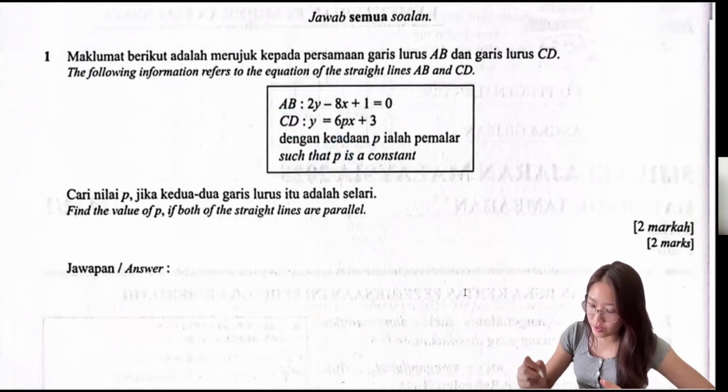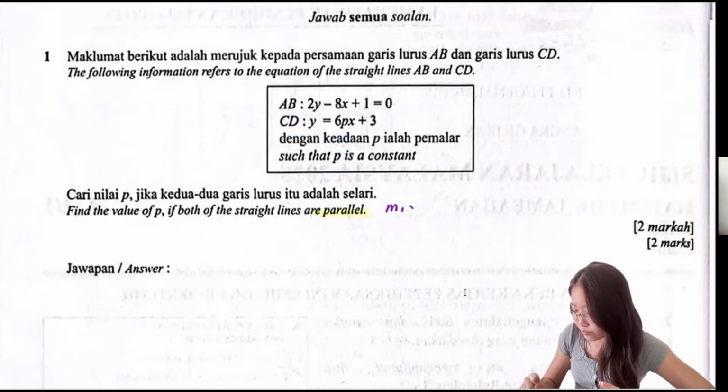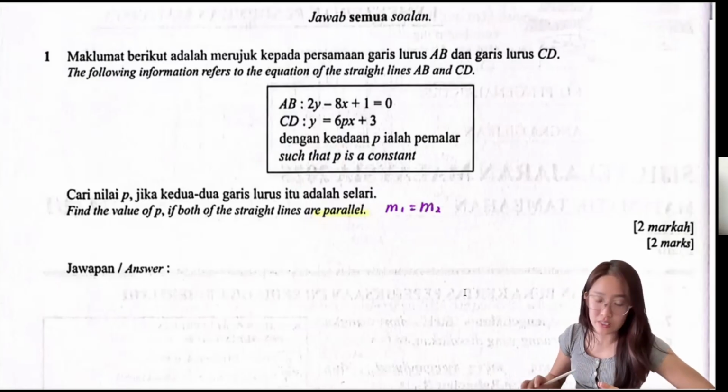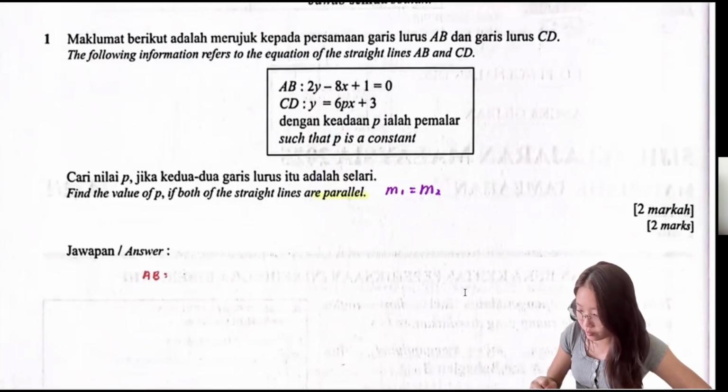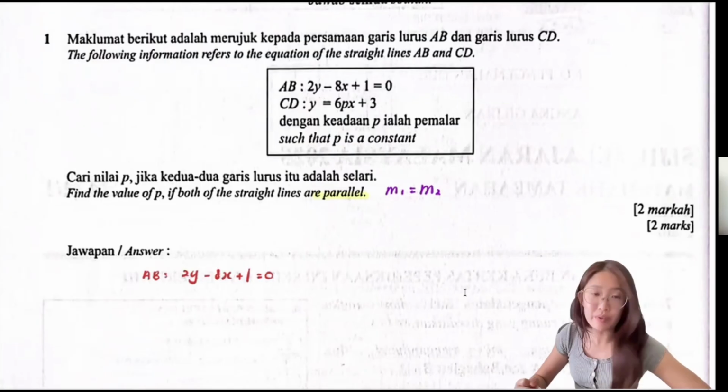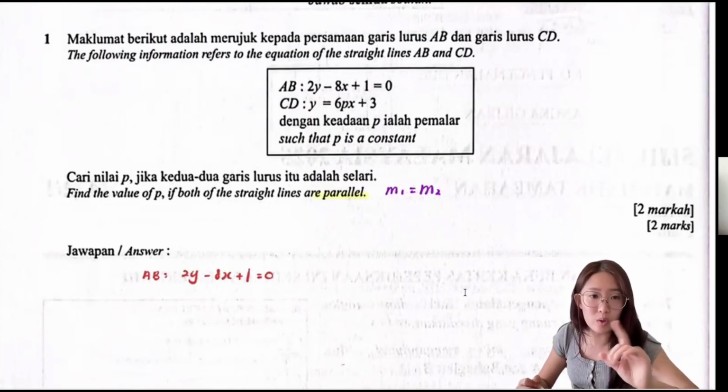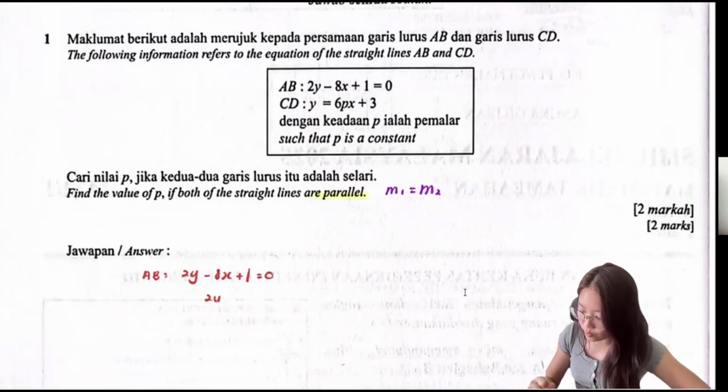Okay, so the keyword over here is parallel. The word parallel tells you that the gradient of both lines are the same, equal to each other. So how do you find the gradient from line AB? Okay, very simple. From AB, they give you 2y minus 8x plus 1 equal to 0. So rearrange back to gradient form, your y equals mx plus c. So that will be 2y equals to 8x minus 1.